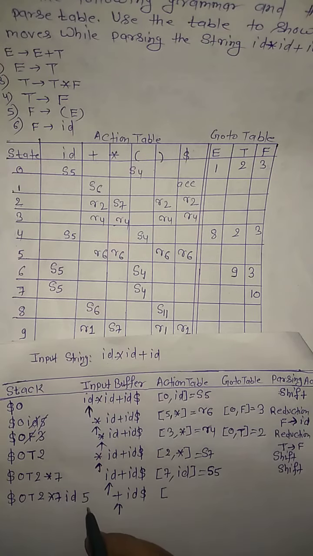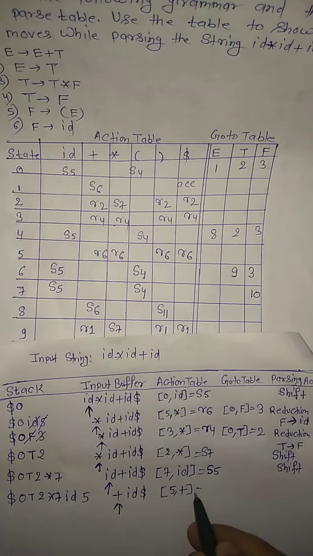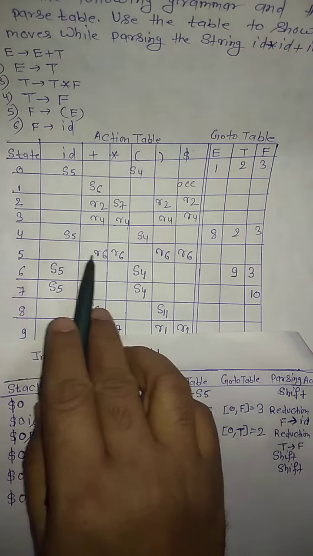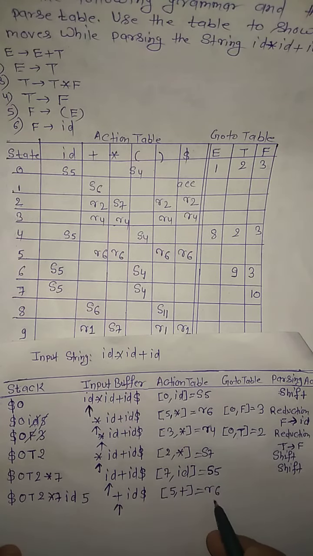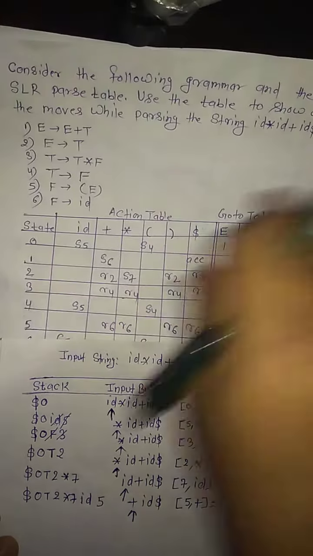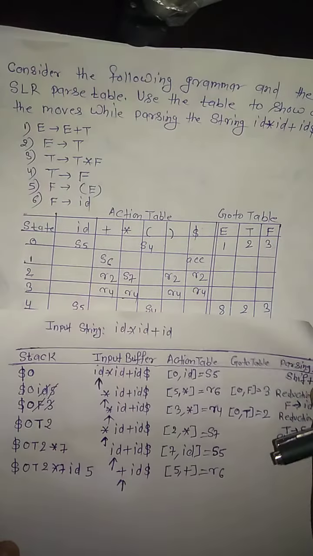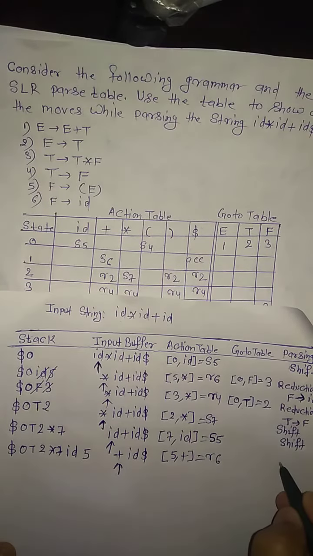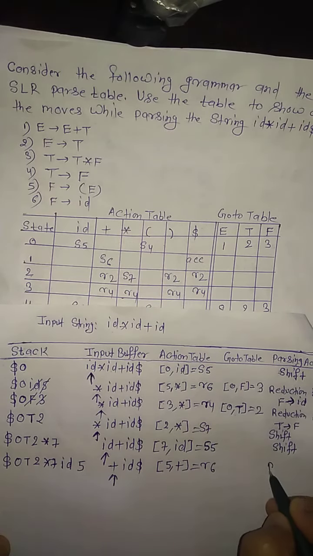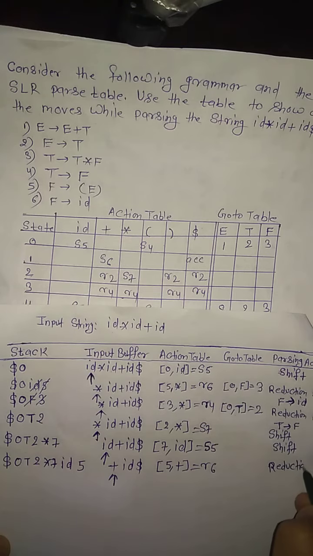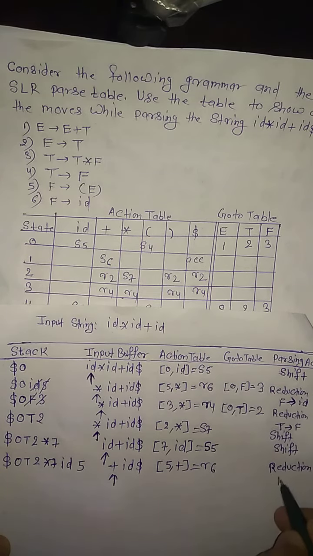Now what is the top of the stack? The top of the stack is 5. So 5 comma, and the pointer points to the plus. So 5 comma plus, you check the parsing table, 5th row and plus column. We have R6. R6 means the reduction performed by the 6th production of the grammar. What is the sixth production here? The sixth production is F derives id. So now write here in the parsing action reduction by F derives id.